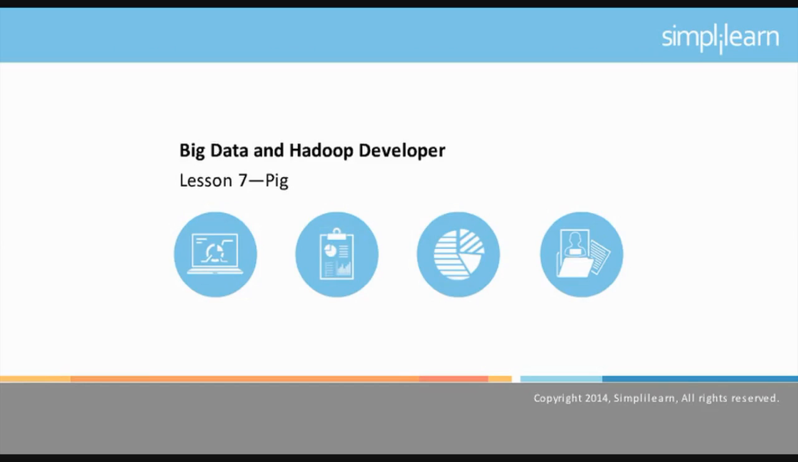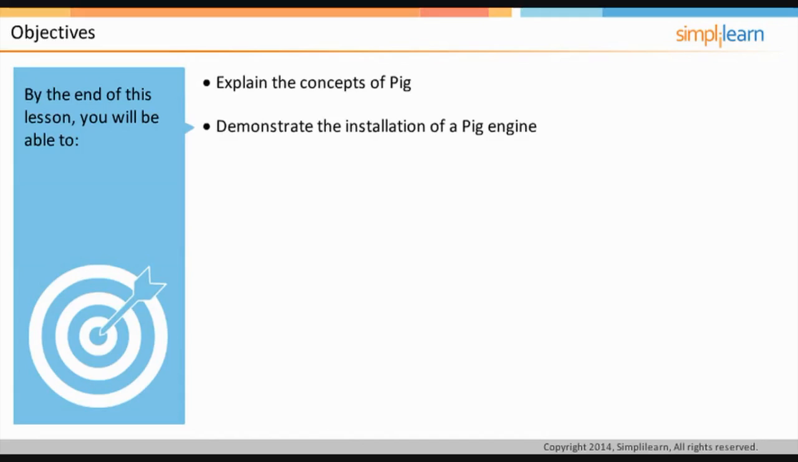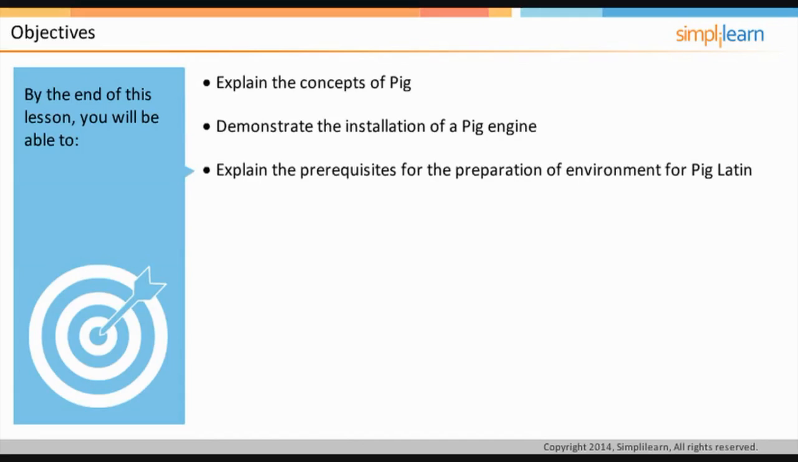This lesson will focus on Pig. Let us explore the objectives of this lesson in the next screen. By the end of this lesson, you will be able to explain the concepts of Pig, demonstrate the installation of a Pig engine, and explain the prerequisites for preparing the environment for Pig Latin. In the next screen, we will discuss the challenges of MapReduce development using Java.